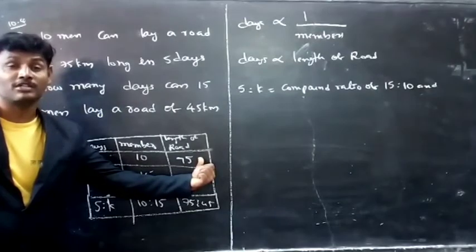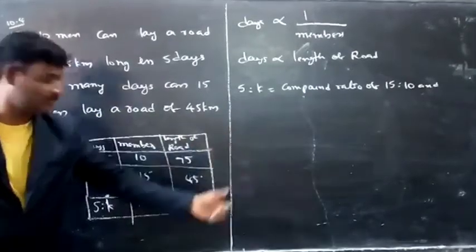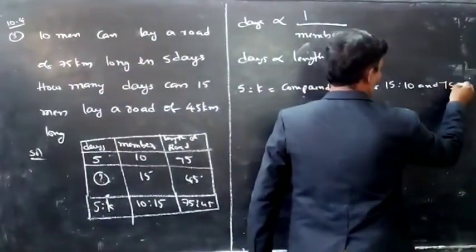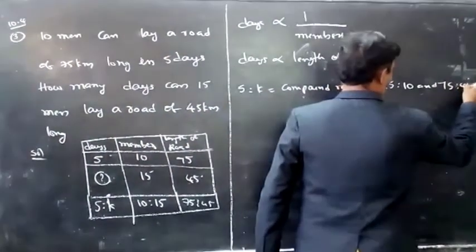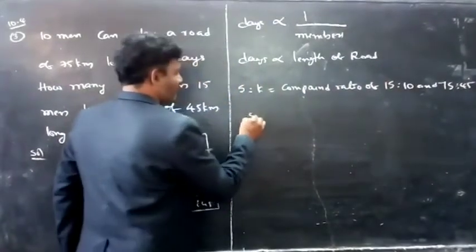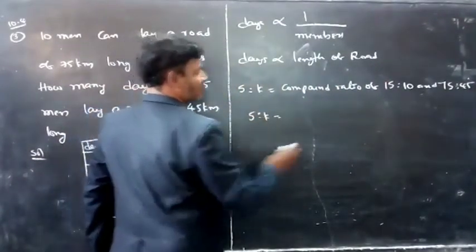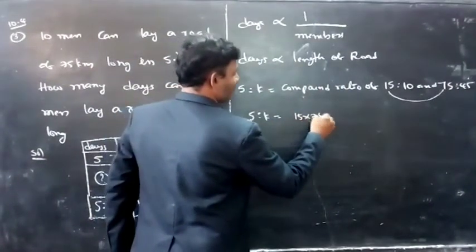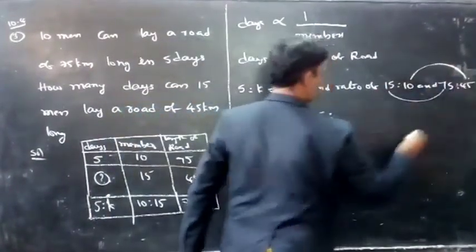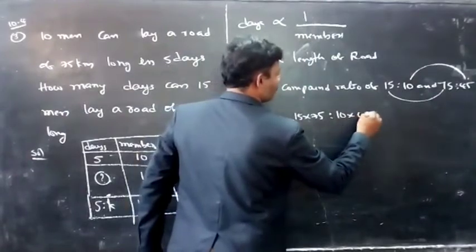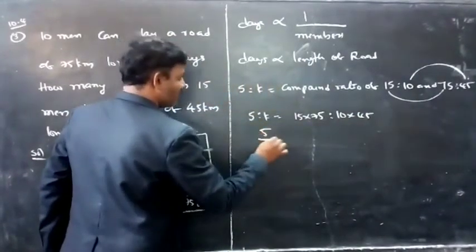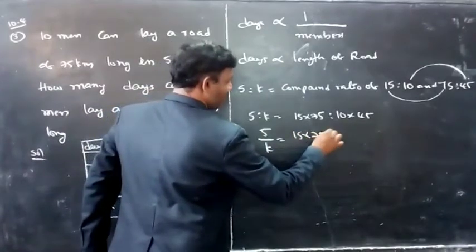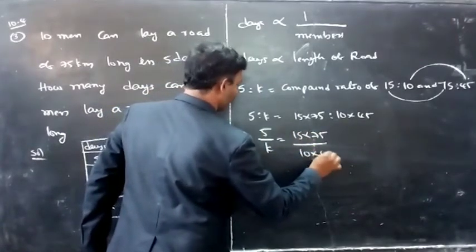And days are directly proportional to length of road, so no need to change the ratio. Take that, 75:45. Then 5:k is equal to 15 into 75 by 10 into 45.